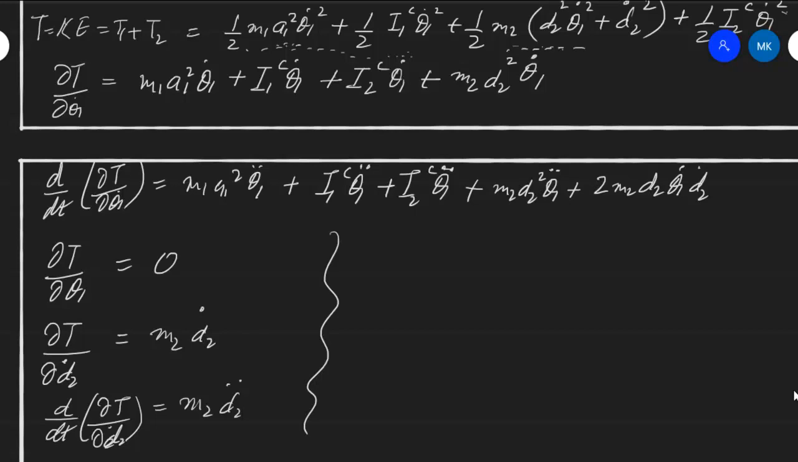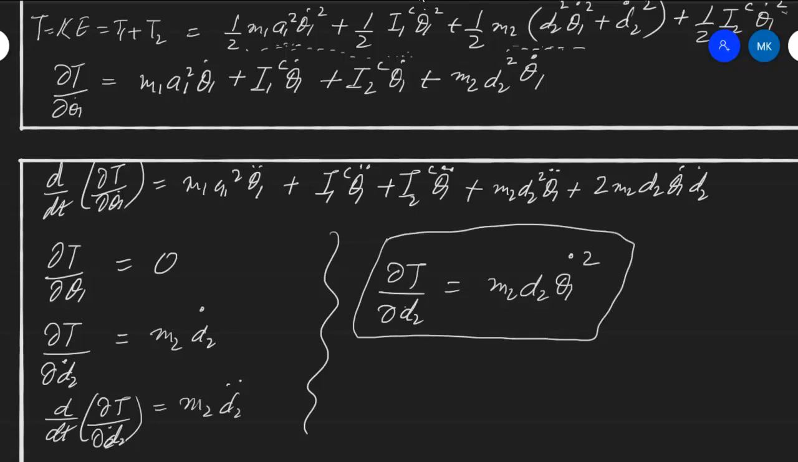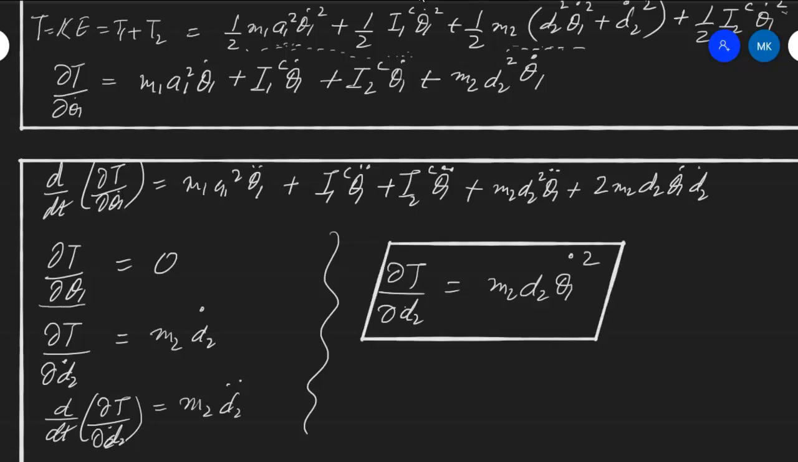Fine. Similarly, we will have dou T by dou d2. So in this case, if you see, the expression with d2 is this part only, so this will be nothing but m2 d2 theta 1 dot square, because the derivative of d2 square will be 2 d2, 2 and 2 cancel, so theta 1 dot square remains there. Now if we combine all these things, so one is this, and then we have this. Similarly, we have this result.